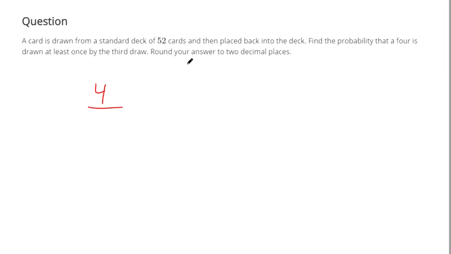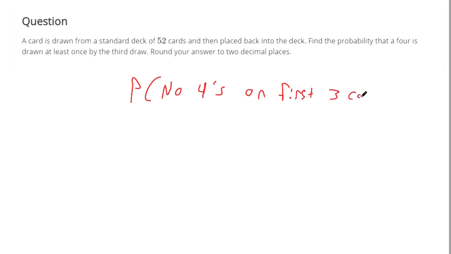So let's use what we just did in the other problem. Let's find the probability of no 4s on the first 3 cards. If we find the probability that there are no 4s in the first 3 cards, then we take 1 and subtract that probability, and that will give us the probability of at least one 4. Okay?